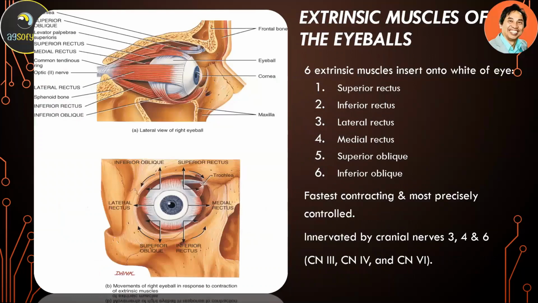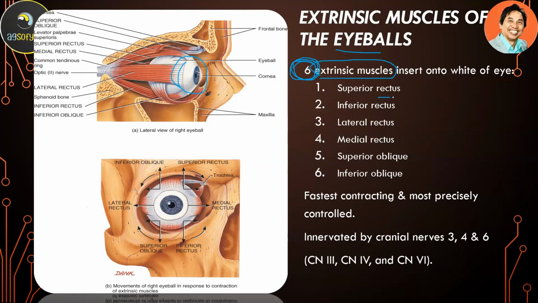Now eyeballs. Remember you are able to move your eyeballs left and right, up and down. Sometimes you can twist your eyeball also. You can move the eyeball. Why? Because there are skeletal muscles attached to this eyeball. There are actually 6. Each eyeball has 6 skeletal muscles that move it. These six muscles are called the extrinsic muscles of the eyeball.